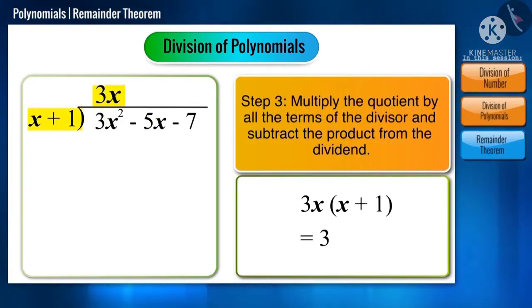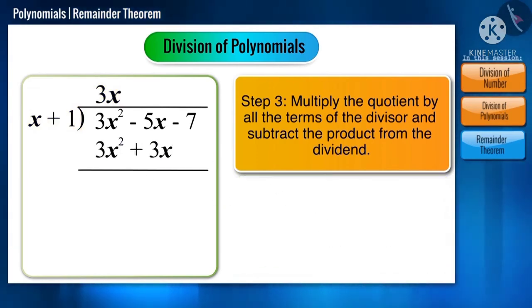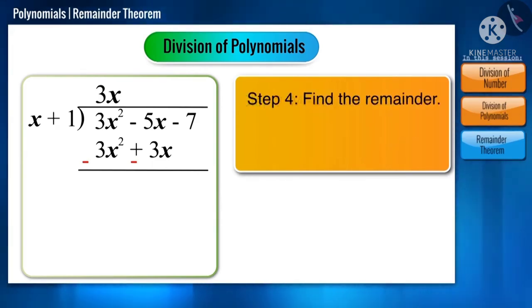Now, we get plus 3x squared plus 3x, which we will write here and subtract just like we do with numbers. When we subtract, the signs of the terms change. Here, we will get minus 8x. Bring the remaining terms of the dividend down just like we do for numbers. Friends, can you tell what will be our next step?